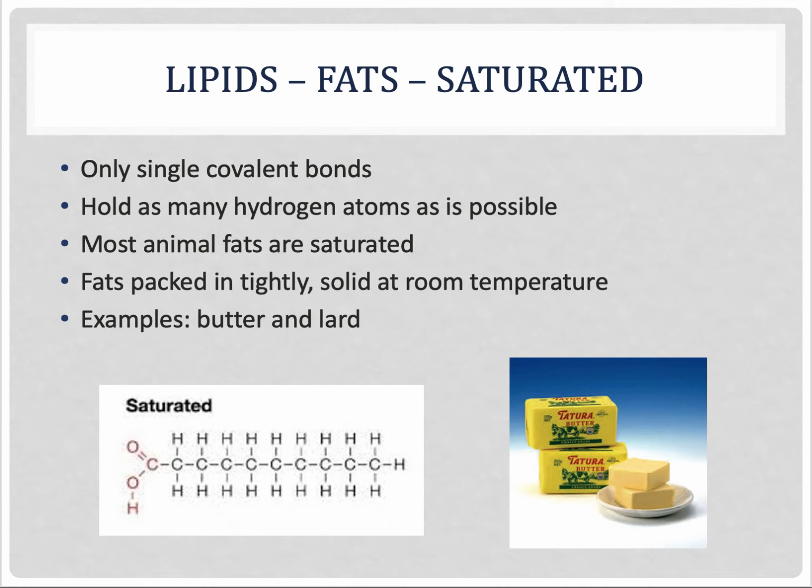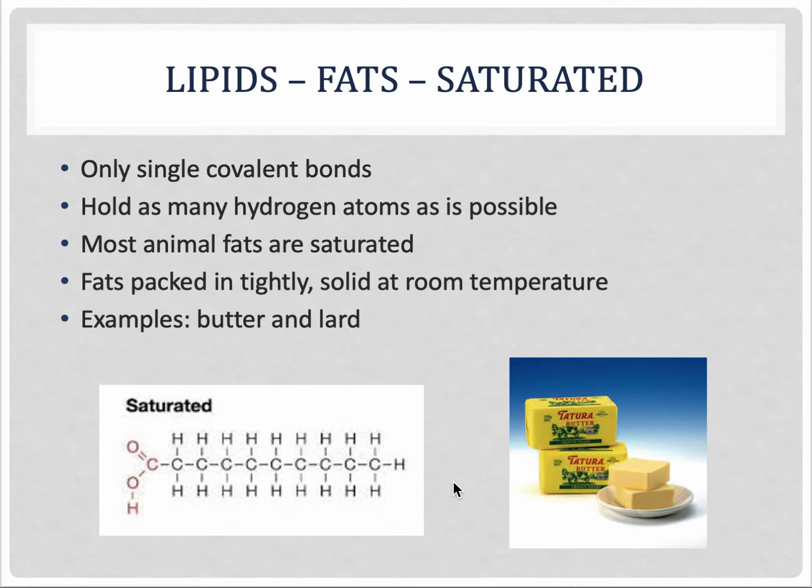So the first one we'll talk about are saturated fats. The reason a saturated fat is called a saturated fat is because it is saturated with hydrogen atoms. So saturated means to be full of, and so this saturated fat is full of hydrogen atoms. So if you look here, we have a carbon backbone, and each one has a single covalent bond with hydrogen, okay? And so this means it's completely saturated. It's carrying as much hydrogen as possible.